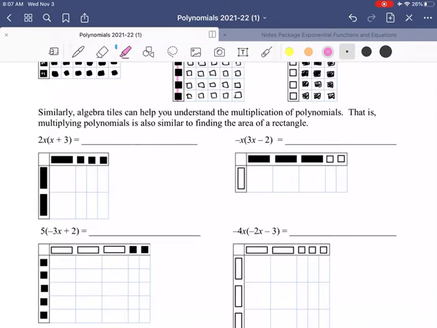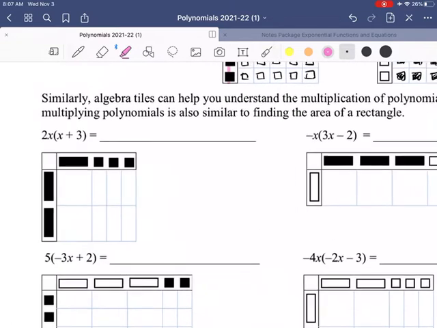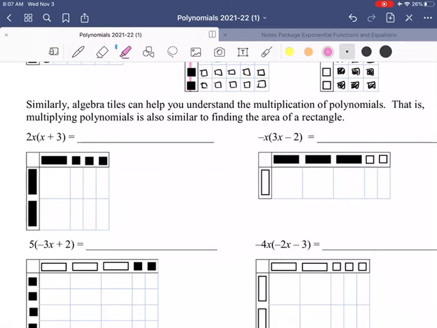Algebra tiles can also help you understand the multiplication of polynomials. Multiplying polynomials is also similar to finding the area of a rectangle. So we've got 2x, which is represented by 2 vertical rectangles, and we've also got x plus 3, which is represented by 1 rectangle and 3 ones.